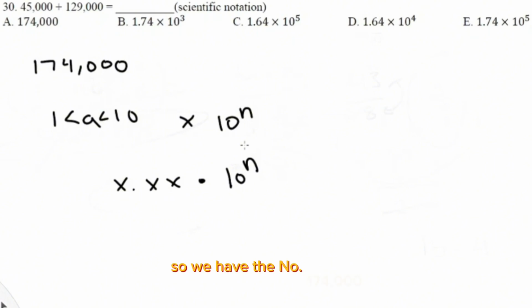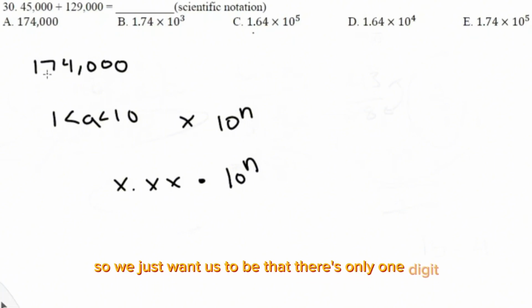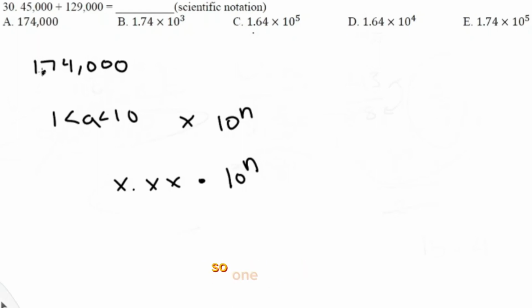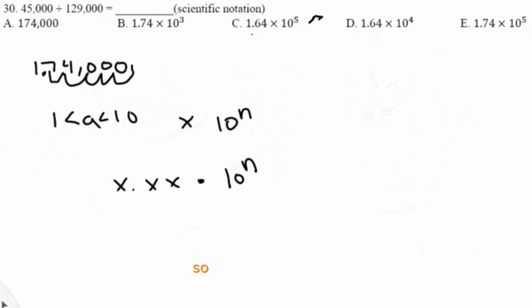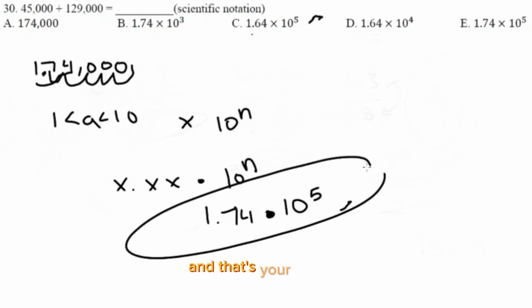So we have the number 174,000. We just want there to be only one digit before the decimal. So 1. However, how do we know what goes in the n's place? Well, we count how many times we have to go back. So we go back once, twice, thrice, 4 times, 5 times. So our n becomes a 5, and we get 10 power 5. Now, what is it multiplied by? Well, we can see there's a 1.74 here. So that's all we have to write. 1.74 times 10 power 5, and that's your answer.